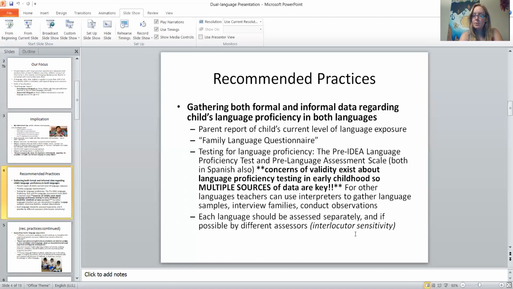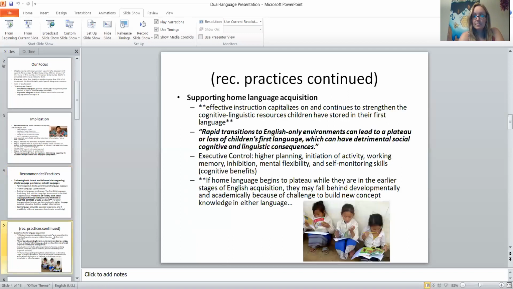The book mentions interlocutor sensitivity. So that's if there's only one assessor who speaks both languages, it can really confuse the child to know which language they're supposed to be using with this adult. And so when possible, it should always be different assessors for each language, each language separately. So that's what the book is saying as well, and other evidence.